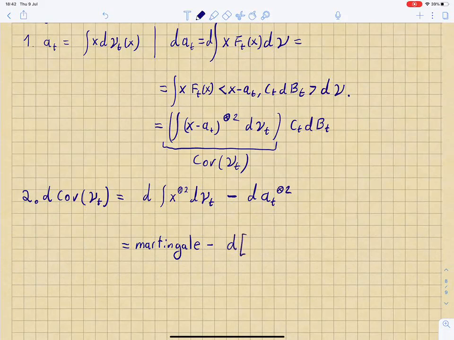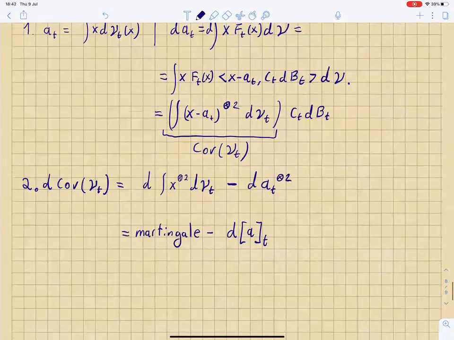So it's d. If you don't like quadratic variations, I'll just give you a different expression for what you get here.